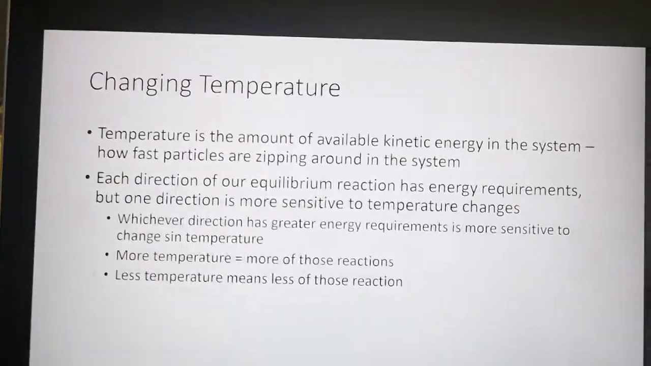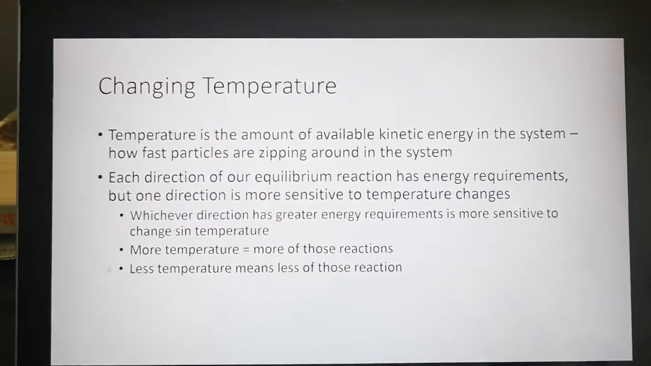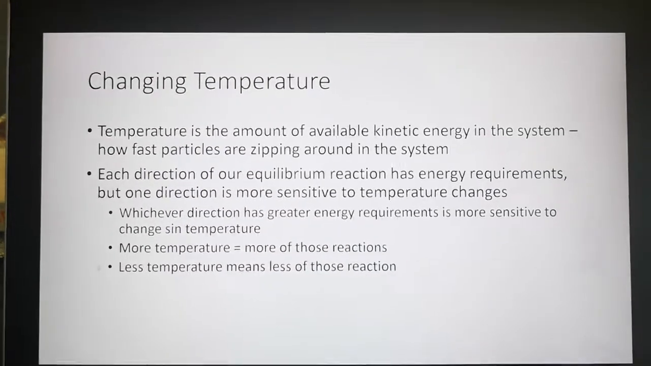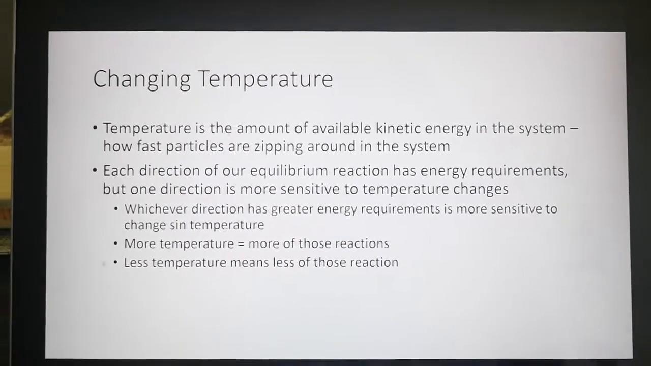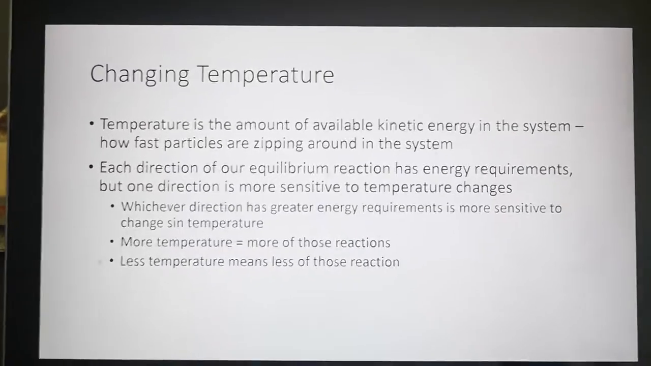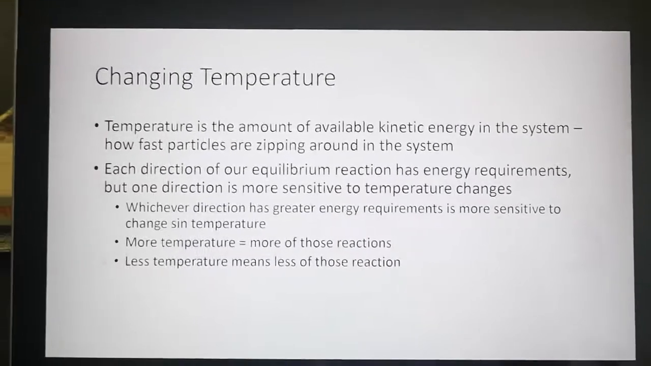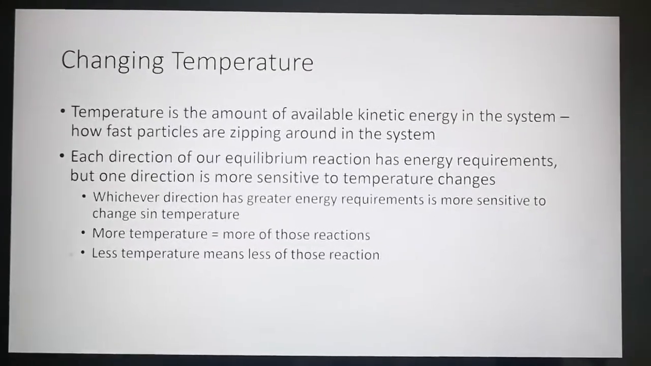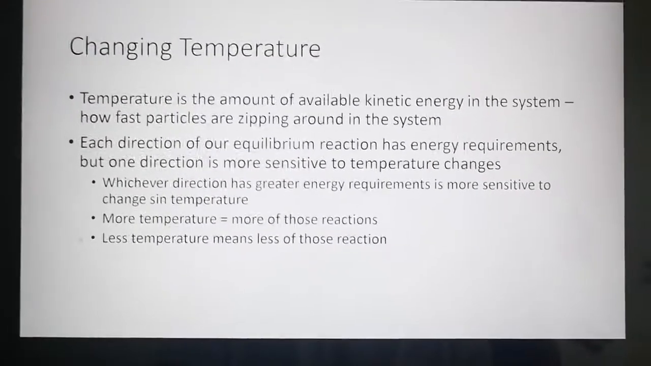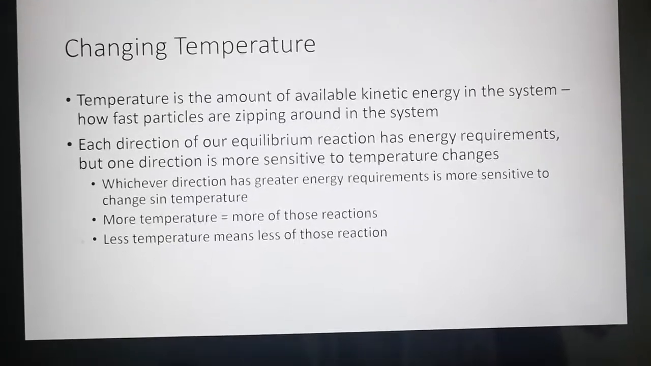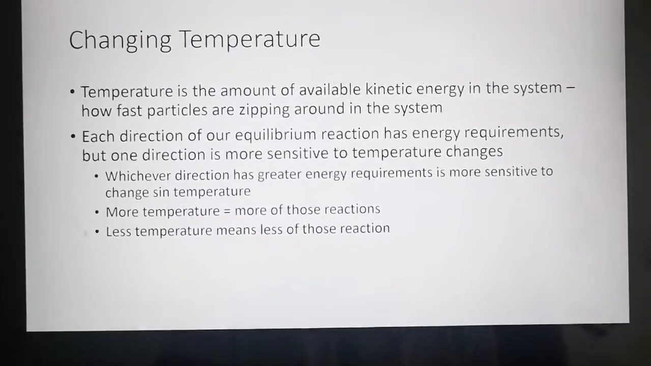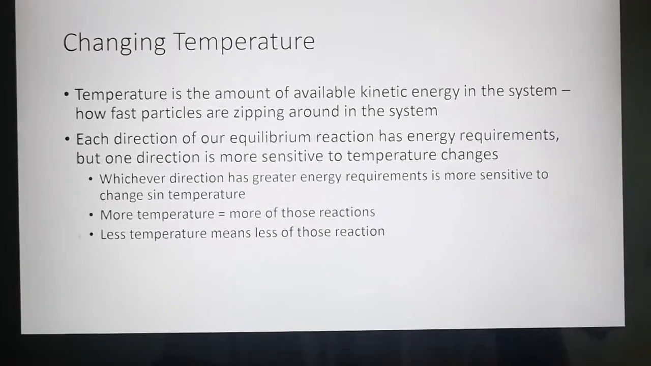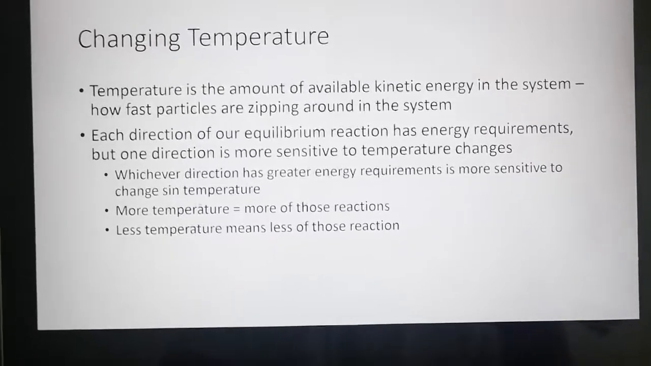Changing temperature. Recall that temperature is the amount of kinetic energy that a system has, how fast all the particles are flying around bumping into each other. Remember, for a successful collision, they have to bump into each other with sufficient energy and orientation. Temperature is how much energy is available. More energy means more successful collisions. A reaction happens faster. So if you want to cook your meal faster, you crank up the heat. More collisions means your food cooks and probably burns faster.